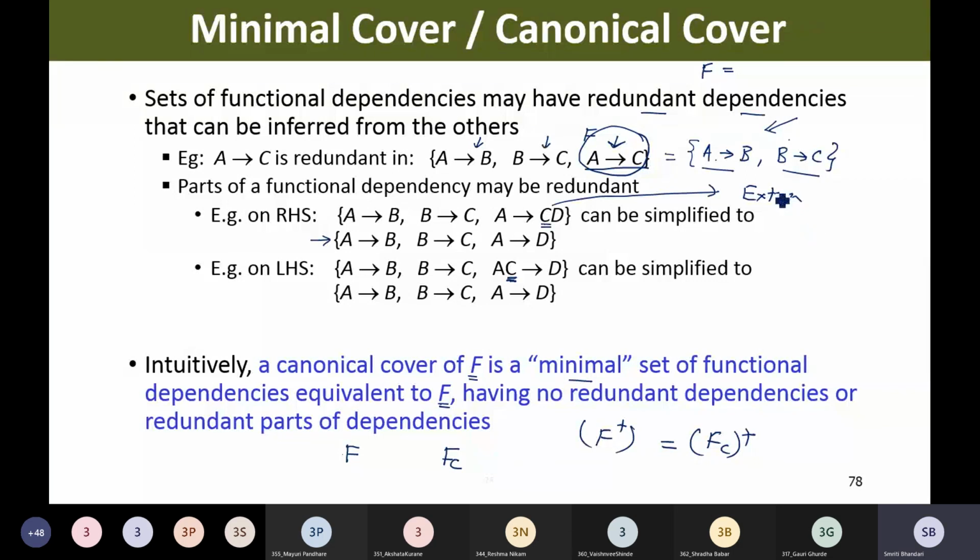So, I hope you have understood this concept. We are going to extend our discussion about canonical cover in the next session. Am I clear? Yes, ma'am.